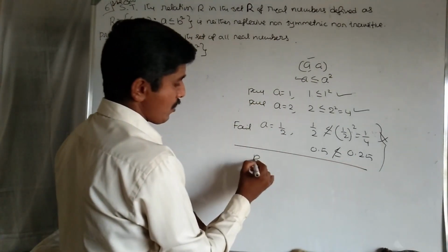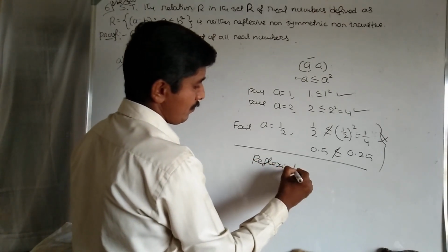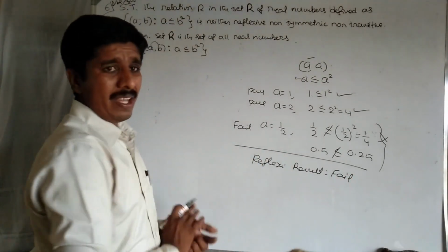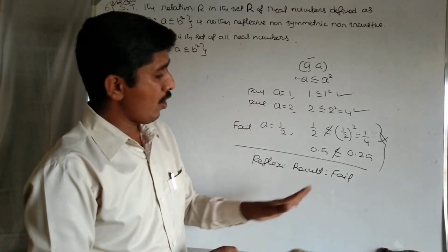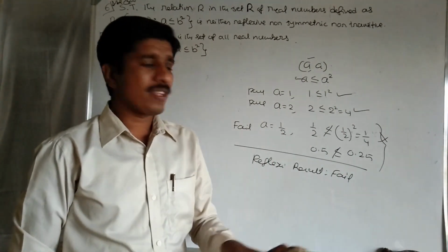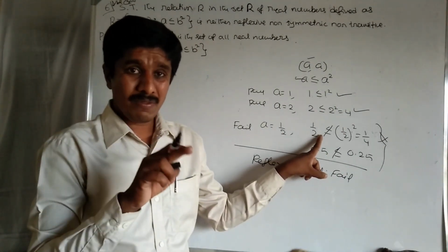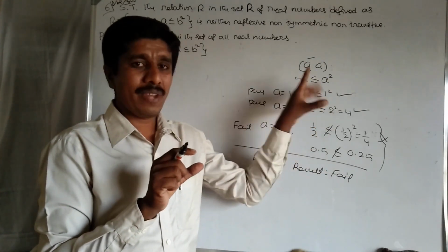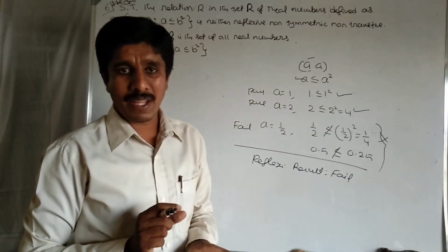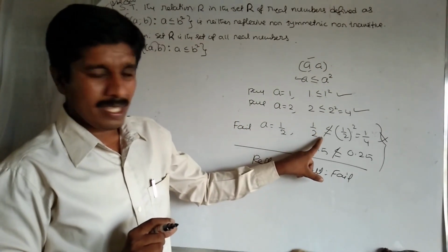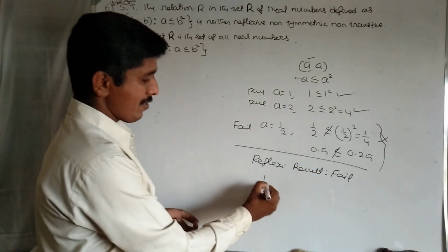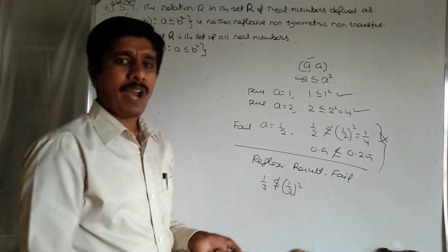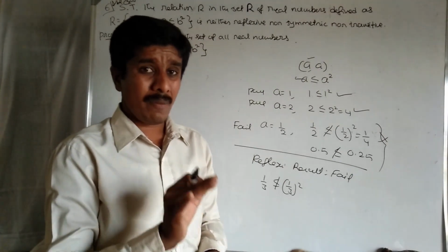What about reflexive? Reflexive result: fail, because here one subject failed. Correct. Therefore, for proving it is not reflexive, better you take that failed subject, that is, the element which does not satisfy the relation, and prove that it is not reflexive. I am taking this element. Instead of 1 by 2, you can take 1 by 3 like this. 1 by 3 is not less than or equal to 1 by 3 whole square. Take proper fractions. Very important one, mind it.